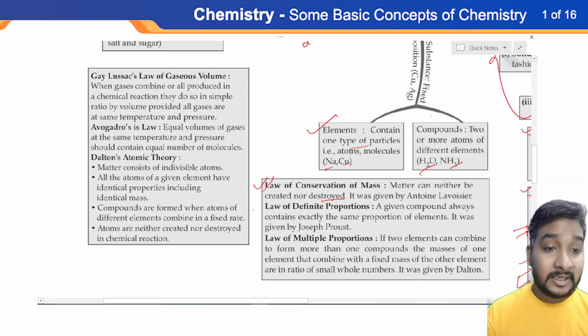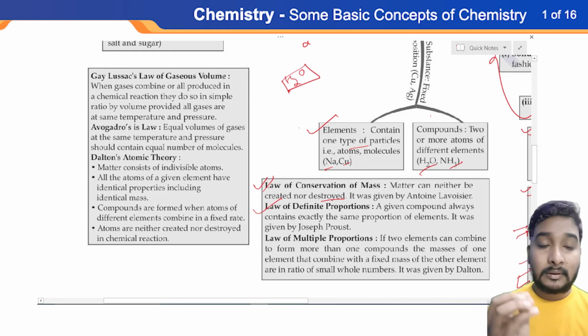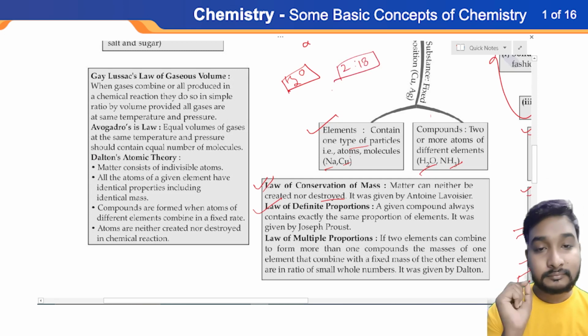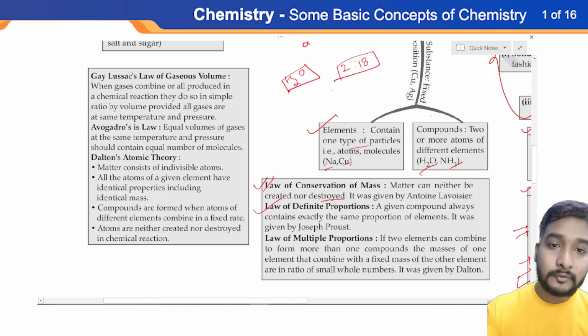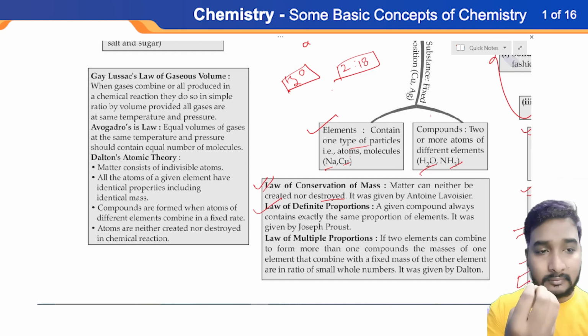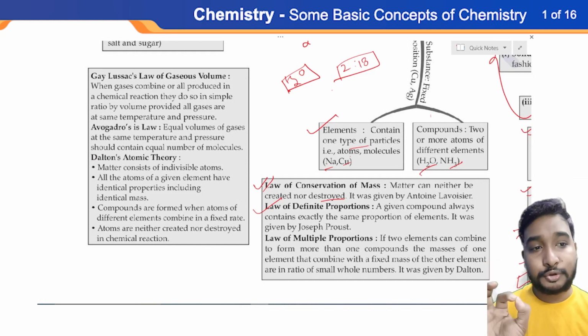Law of definite proportion: a given compound always contains exactly the same proportion of elements. It was given by Joseph Proust. Joseph Proust said, if we take the example of H2O, whatever the process is, if you are making H2O, the ratio should be 2:18. You may obtain the H2O from a river, or from the ocean, or a lake. Whatever the case is, the ratio of H2O should be 2:18. So this is the law of definite proportion.